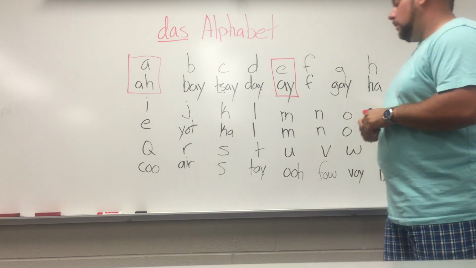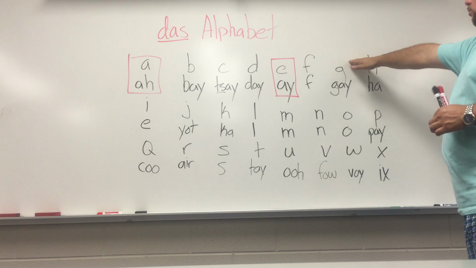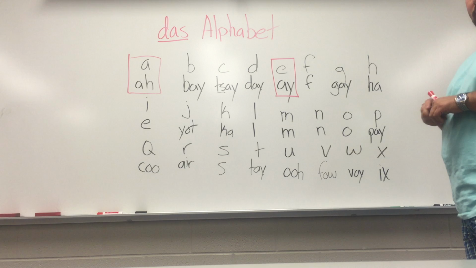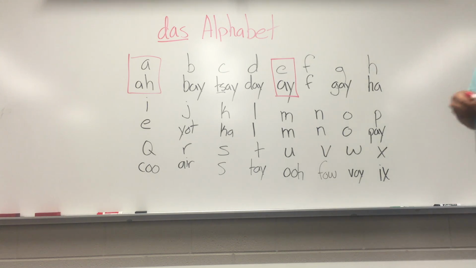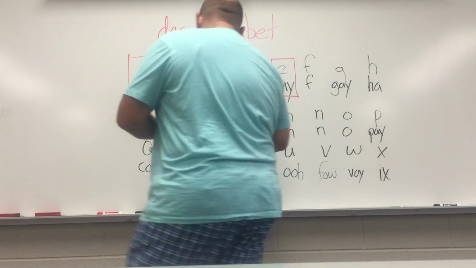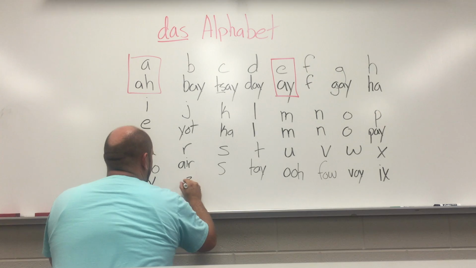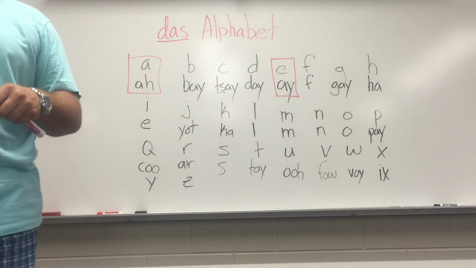Okay, good. All right, so how many letters do we have right now, right? 8 in a row, 3 rows. We have 24 of them. So we have 2 letters left from our normal English alphabet. They are Y and Z.